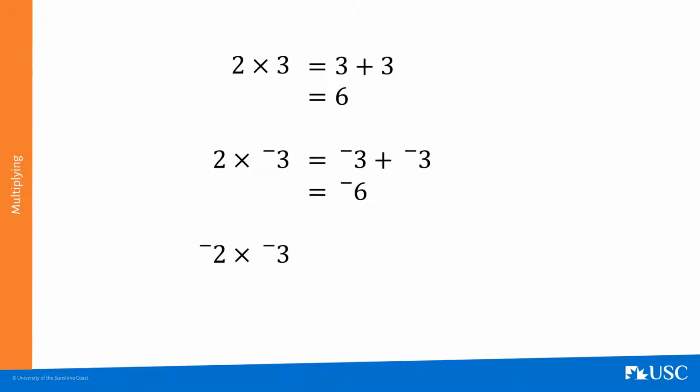Now, if we do negative 2 times a negative 3, that negative 2 means that we have the opposite of what we had before, so our answer must be the opposite of negative 6, that is, positive 6. And if we introduce another negative sign here, then we must have the opposite of what we had before, so we're back to a negative 6.